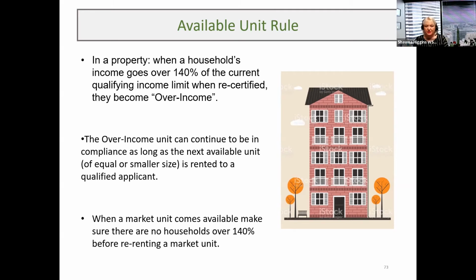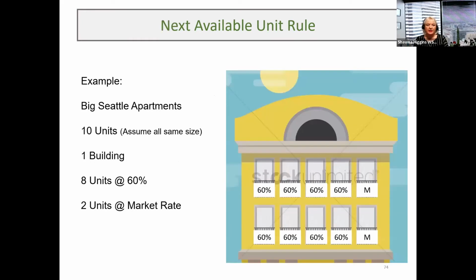And when a market, here it is. When a market unit comes available, make sure there are no households over 140% before re-renting a market unit. So let's give you an example. So this is Big Seattle Apartments. There's 10 units. They're all the same size. There's one building. There's 8 units at 60%, and then there's 2 market rate units. As you can see, the 2 market rates are right here and right here. One on the first floor, one on the second.